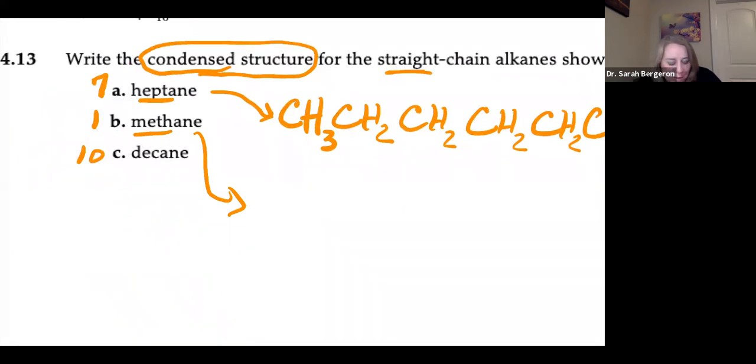Okay, methane, oh, this one's so nice and easy, right? Methane is only 1 carbon. How are you gonna give carbon a complete octet? Saturate it with hydrogens, you need 4, right? CH4.